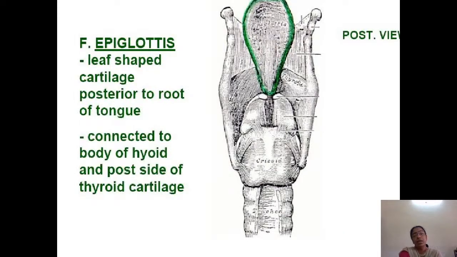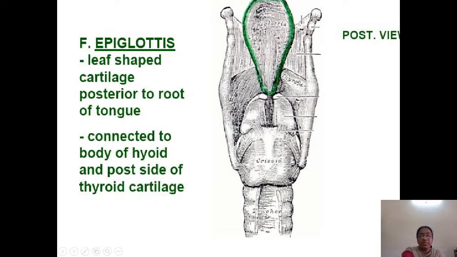Continuing that one, we have said the unpaired cartilages are the thyroid cartilage, the cricoid cartilage, and the last cartilage is that of the epiglottis. So what is the feature of the epiglottis, how does it look? When you are seeing the epiglottis, it is leaf shaped.